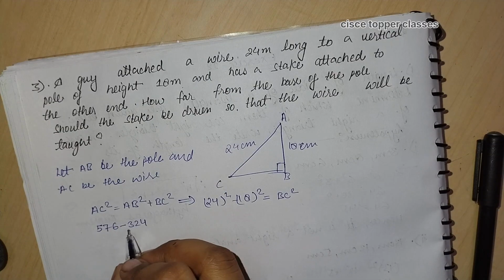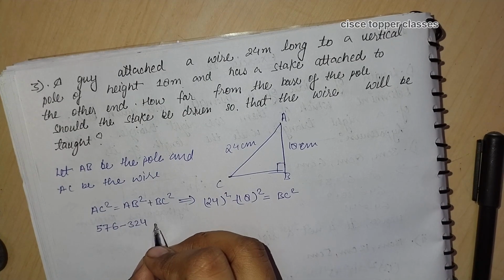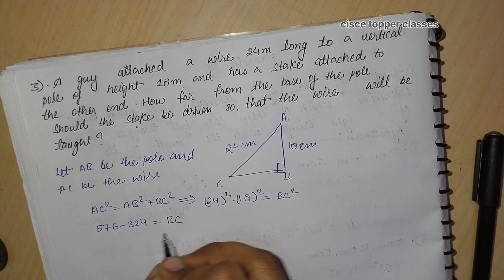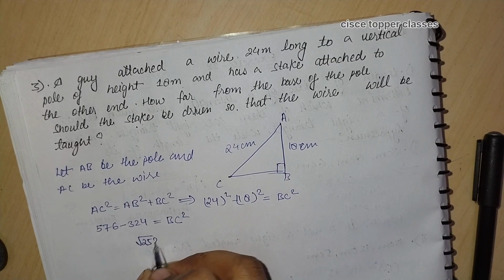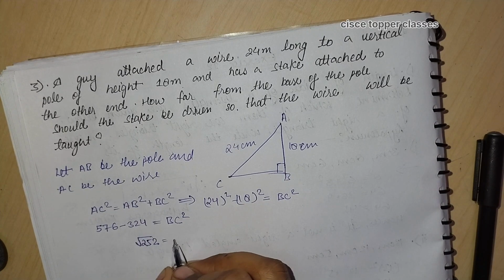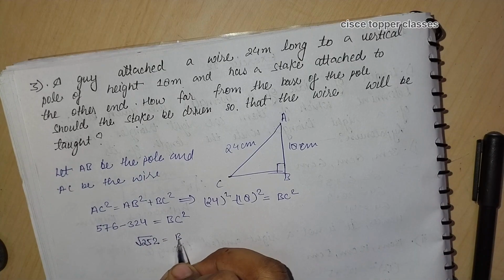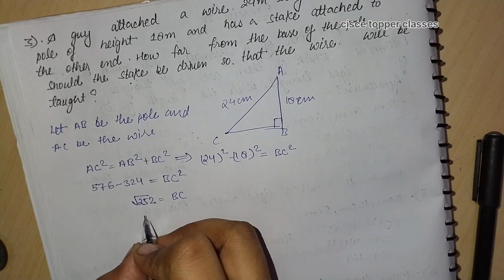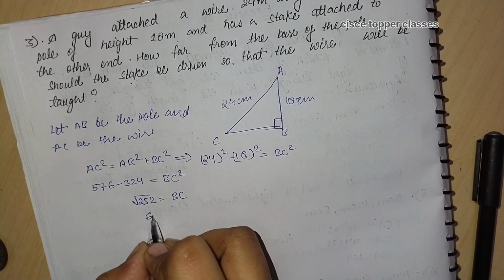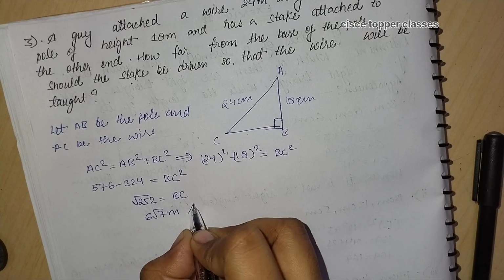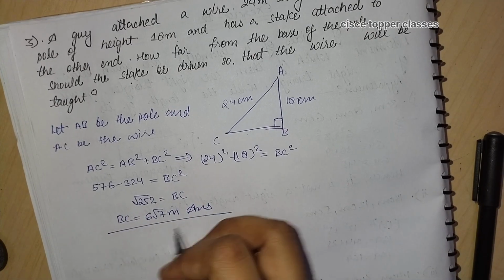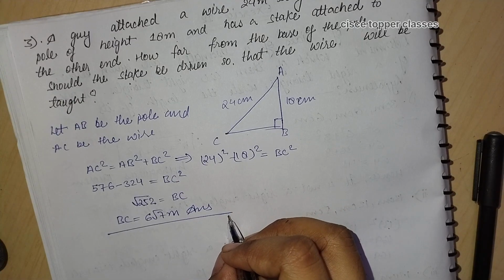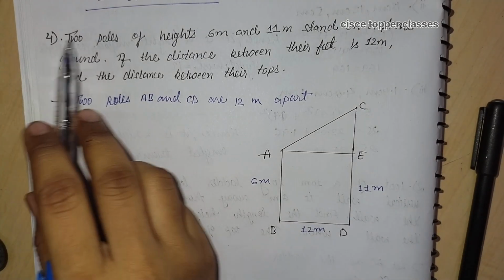So this will be 576 minus 324 equal to BC², which will be under root 252. So we can write it as under root 252 as BC. We will get from here 252 under root as 6 under root 7 meter as the answer, meaning the value of base. This is the value of base in this question. Here we are going to solve the fourth question.